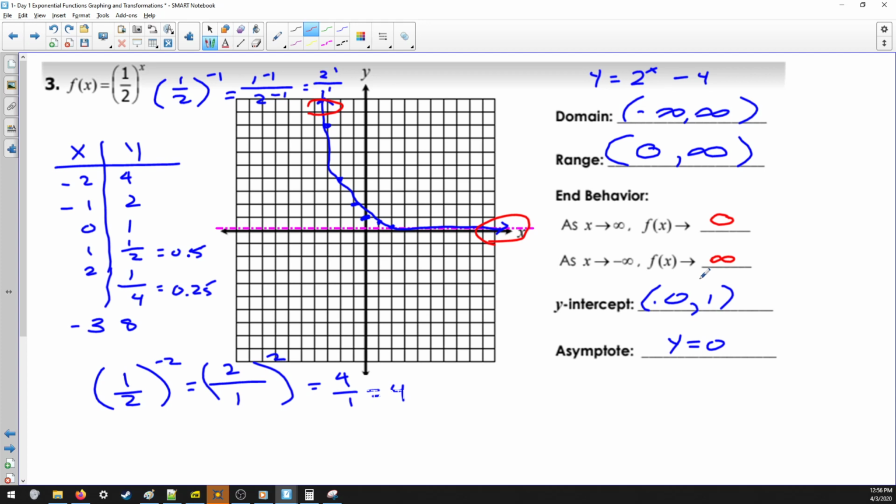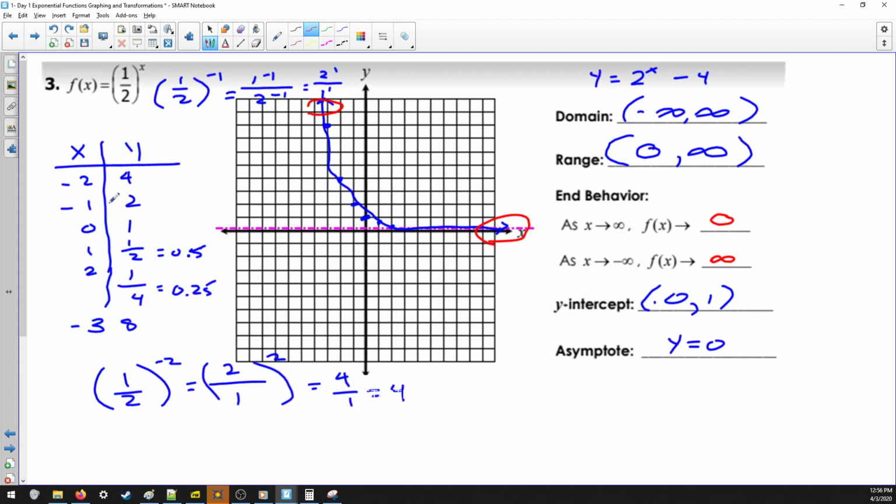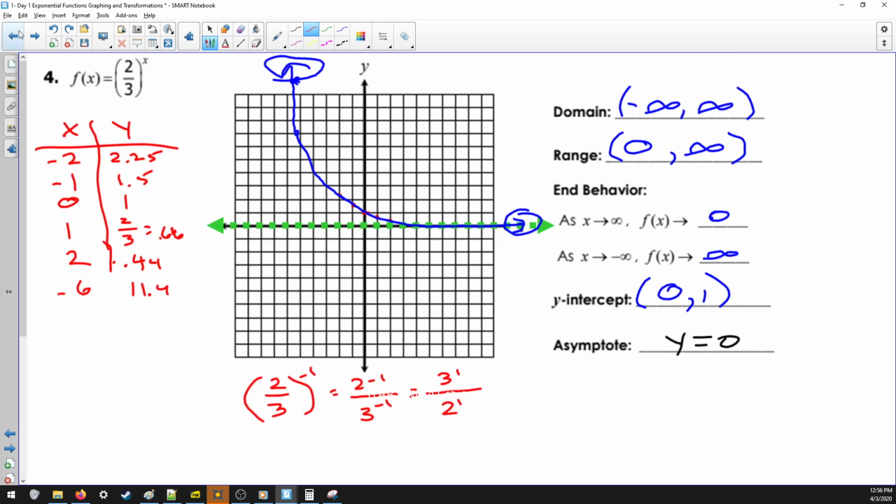Okay, so are there any questions? That's the whole problem for that one. And you'll see that again, if you look at the work for 1/2 and for 2/3, it's almost identical. If you notice, the end behavior is the same, the y-intercept's the same, the asymptote's the same, the range and the domain are exactly the same. There's nothing different between these at all.